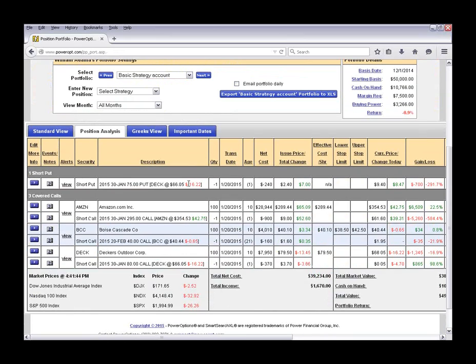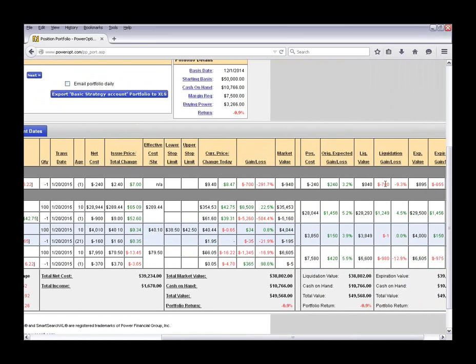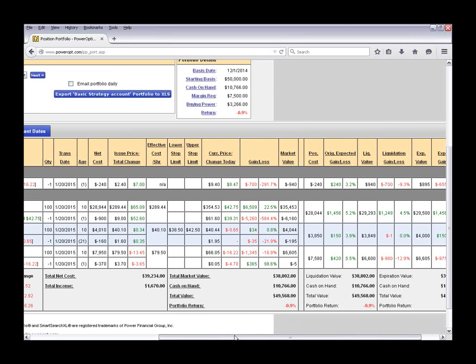All right, so now the stock's broken down to 66.05. We're about 9 points in the money. The ask price is $9.40 for our option. This is roughly a loss of about 9.3%. We took in $240 up front. We've got to pay $940 to buy it back. It would cost us $700 to close one contract. This 9.3% loss is reflected against the margin requirement of $7,500 for one contract. The $940 against that $7,500 would put us at a 9.3% loss in this position.